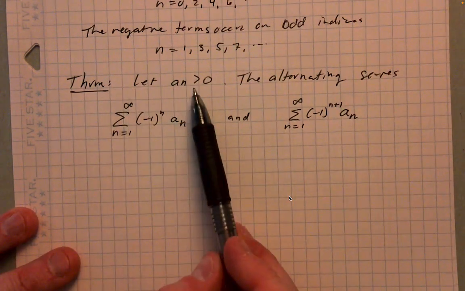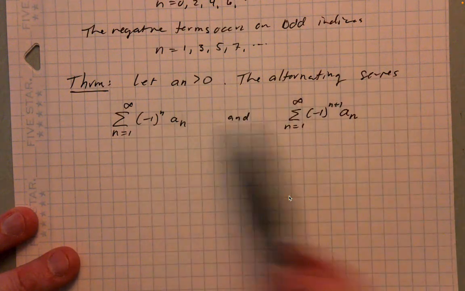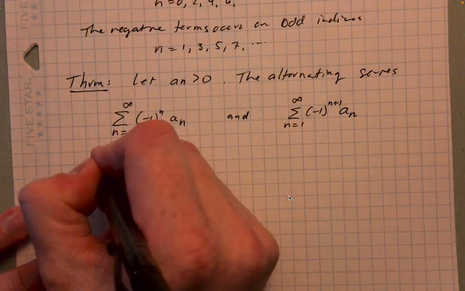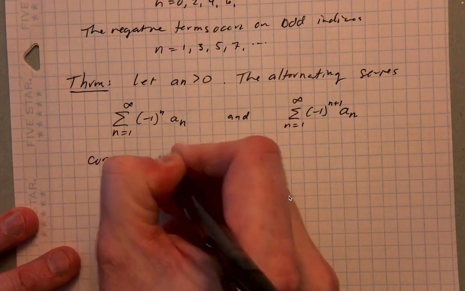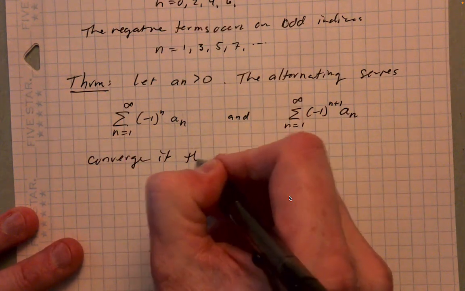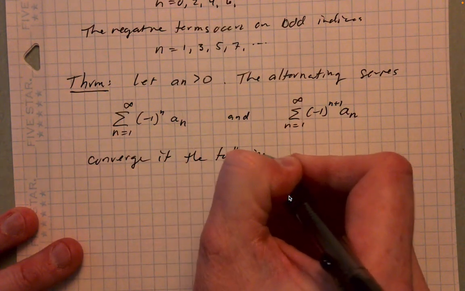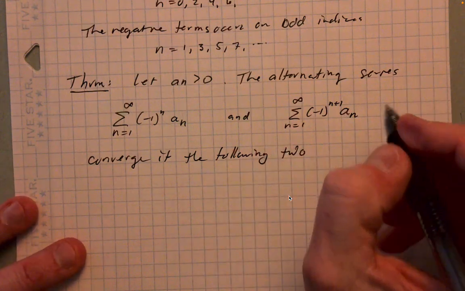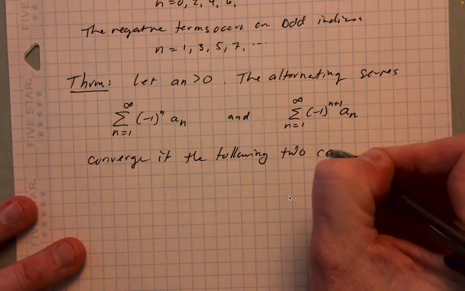So that's that. And what does the theorem say then? Well, if a sub n is greater than 0, then the alternating series, these two, converge if the following two conditions are met.